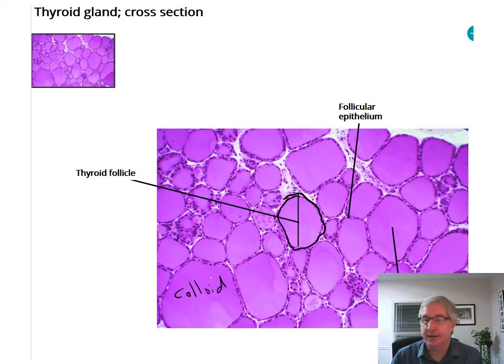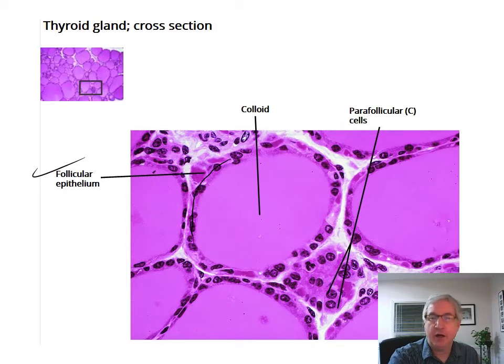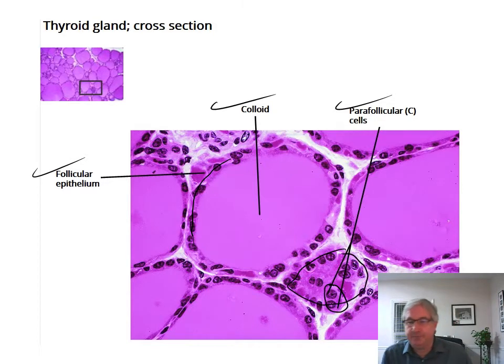Okay, next slide. Here's a higher magnification view, and we have the follicular epithelium here. So we have the follicle cells lining all the way around the outside here. Colloid, and then we have the parafollicular cells. That's what all these cells are, here's a couple they've pointed to here. All these cells here are all parafollicular cells, that whole group of them there.